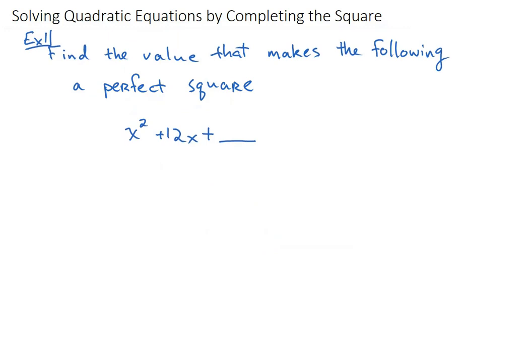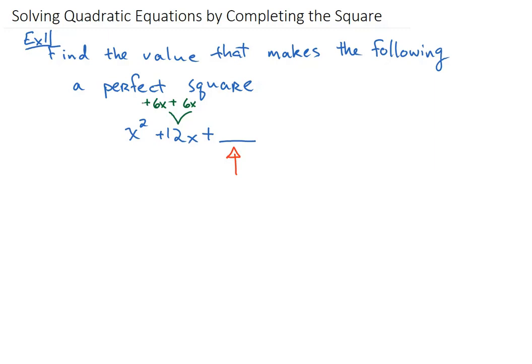So this example one is kind of training wheels for our actual solving by completing the square. But here we just have a trinomial. It's not an equation, so we're not going to be solving. And we're asked to find the value that makes the following a perfect square. In other words, what number would need to go into the blank to make this fit the pattern we just saw? Well, what we just saw is if it is a perfect square trinomial, then the 12 came from adding twins. If we're going to add twins, those would have to be a 6x plus a 6x. Those would have been the two middle terms that this trinomial would have come from.